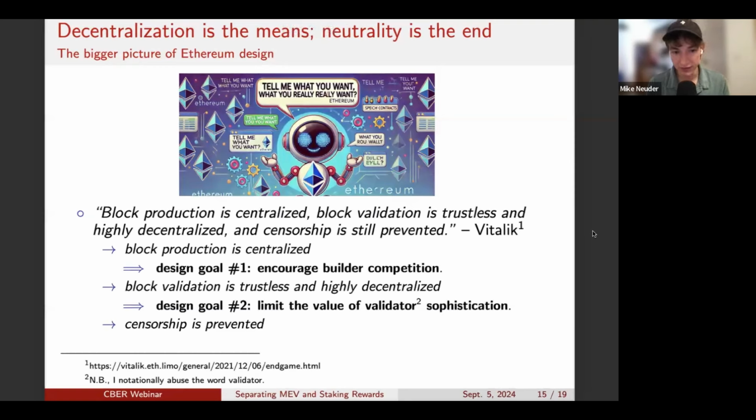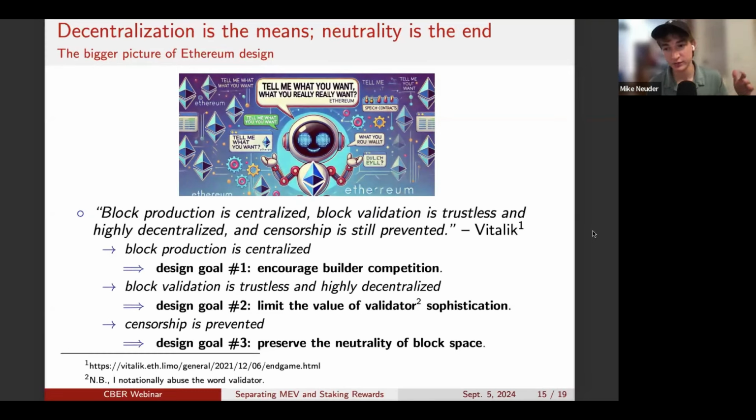And censorship is prevented. This is actually the bit that I've talked about the least, but I think is the most important. And so that's why I wanted to do this last section, and we'll talk about it a little more in the next slide. But fundamentally, I see neutrality as: these blocks are produced and transactions are included, and there's no real way that people can arbitrarily exclude and determine which transactions are included and which are excluded. So this is preserving the neutrality of Ethereum block space. We can nitpick on the definition of neutrality here, but I think it's one of those things where everyone knows it when they see it.